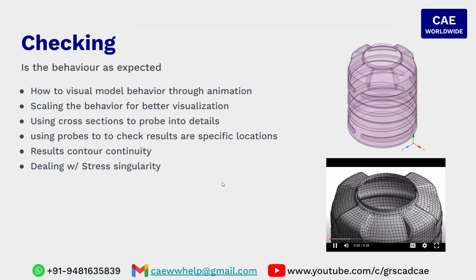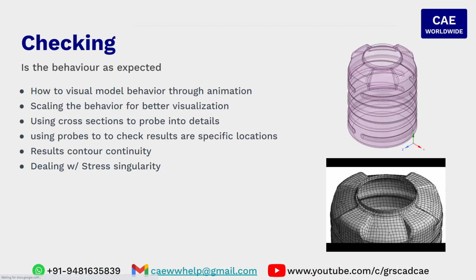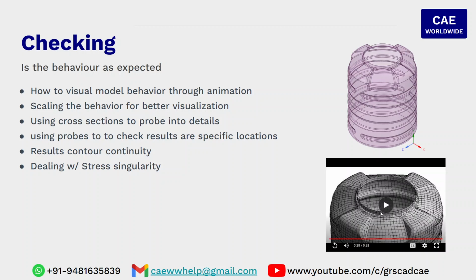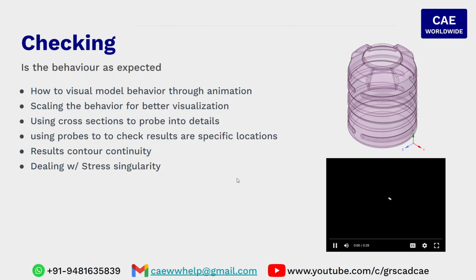Then we have to check the behavior of the objects when the analysis is complete. This is going to give us visuals of the behavior through animation, and how this behavior can be scaled for better visualization. If we want to monitor the results at key locations, how can we probe those locations, and how to obtain or study the results and the contour continuity, we are going to discuss.